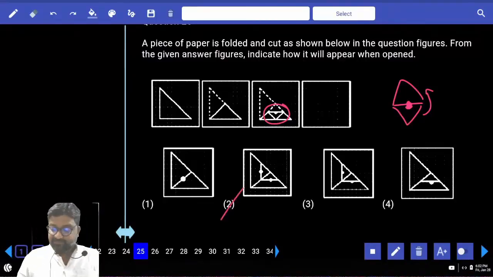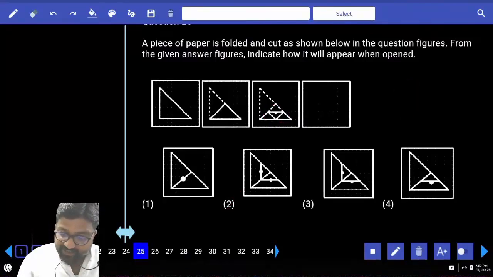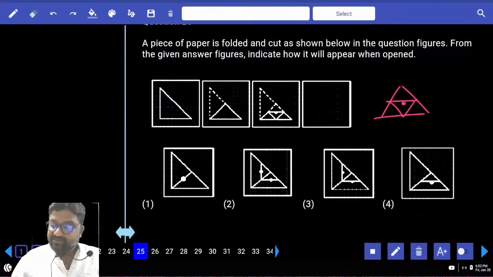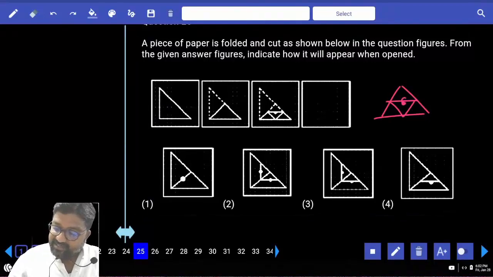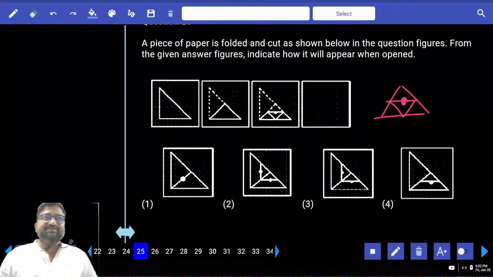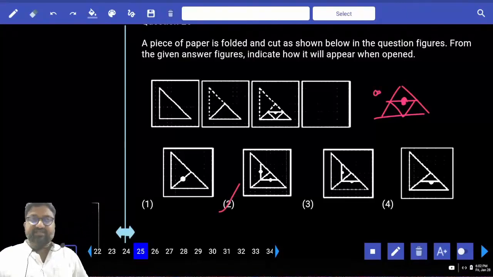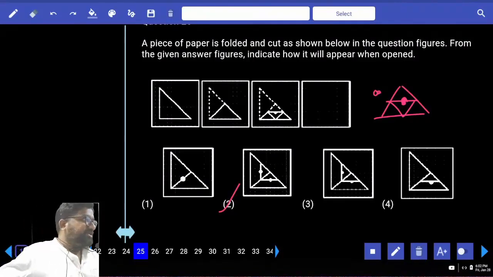Which option? Second option. Done? Because look at this. Here you have only half here. This is only a half punch here. When you flip it to the other side, you'll get one full dot here. So that is there in only the second option. And you will obviously get another dot here. Understood? So I hope you have understood this paper.